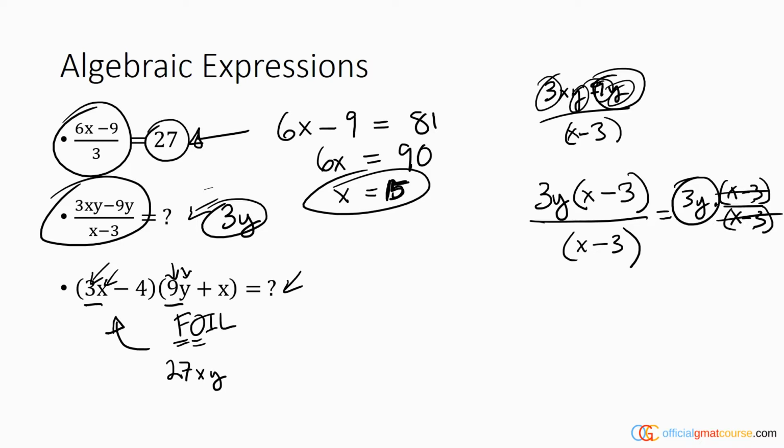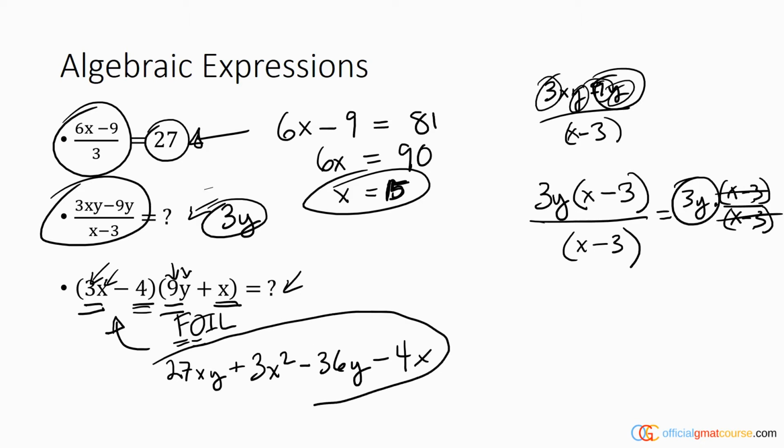Now we're going to multiply the outer. And the outer is this one and this one. They're on the outside. And so we're going to have positive 3x times x, which is going to give us positive 3x squared. Then we're going to do the inner, which is 9y times negative 4, which is going to give us negative 36y. And finally, we're going to multiply the last, which is negative 4 times x, which gives us negative 4x. So this is what we get out of the equation. And this is just another way of looking at this same representation.